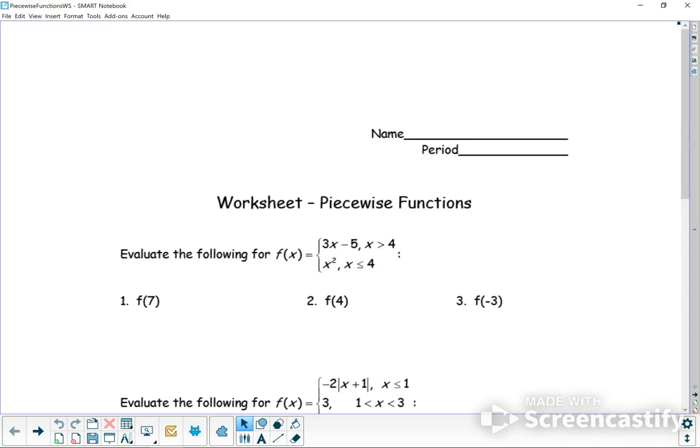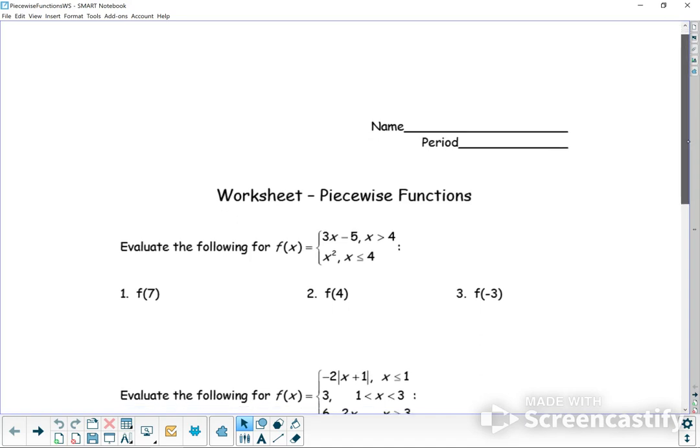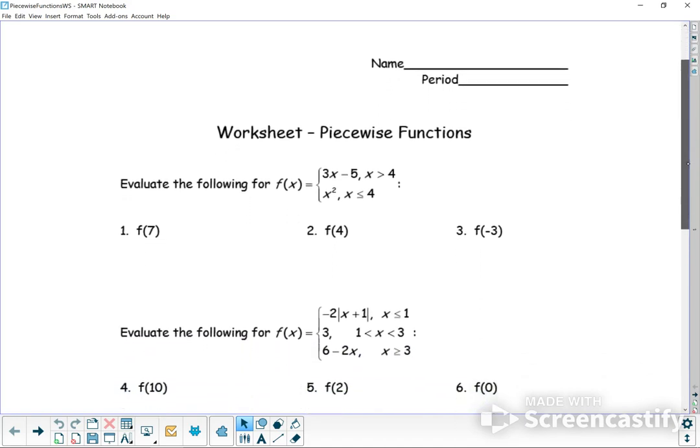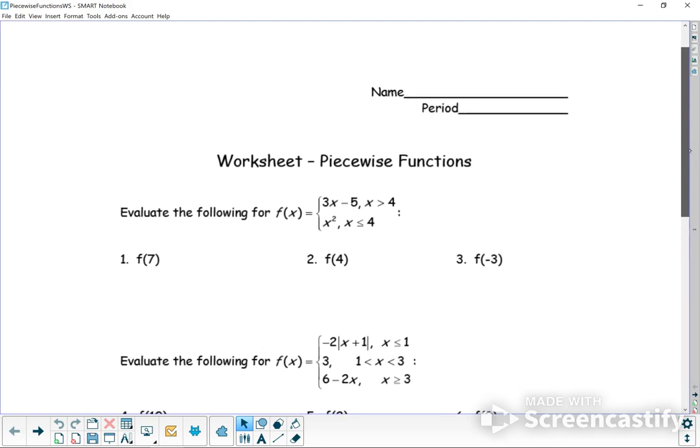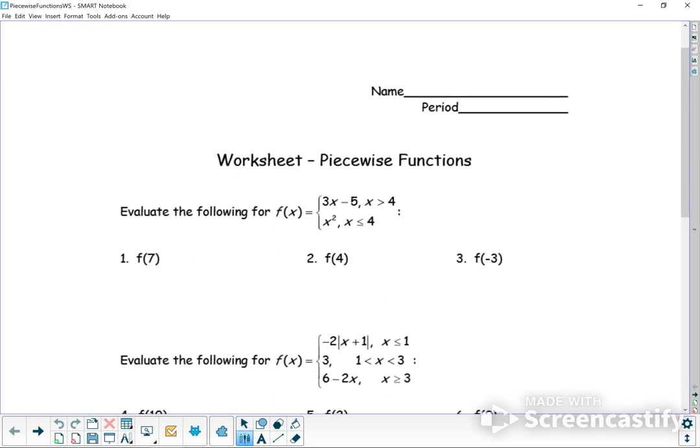All right, everyone. I actually just realized I didn't make a video for this assignment, with this worksheet. So let's go ahead and get with it. I know the answer that I put forth already has these answers, but we can go through it really quick, right? So f of 7.